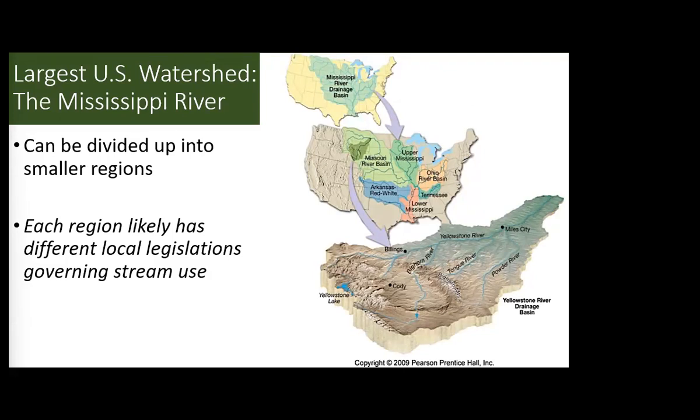But we can also divide these up into smaller subregions. So we have the Missouri River, the Upper Mississippi, the Ohio River ends up flowing into the Mississippi. We have the Tennessee watershed, the Lower Mississippi, and the Arkansas Red-White River watershed. All of these add up into the whole Mississippi River drainage basin.